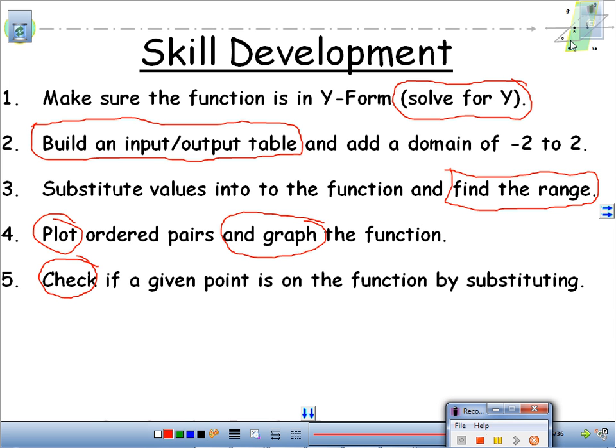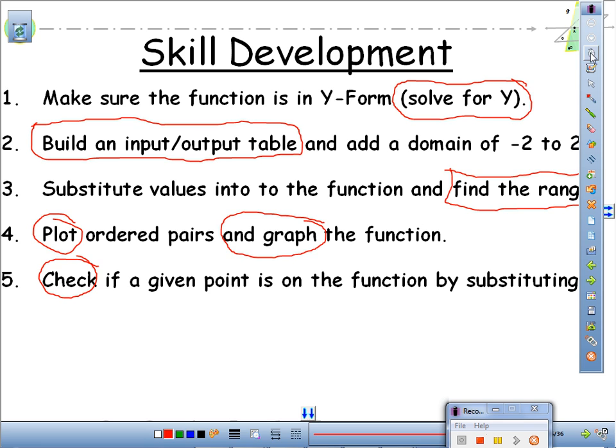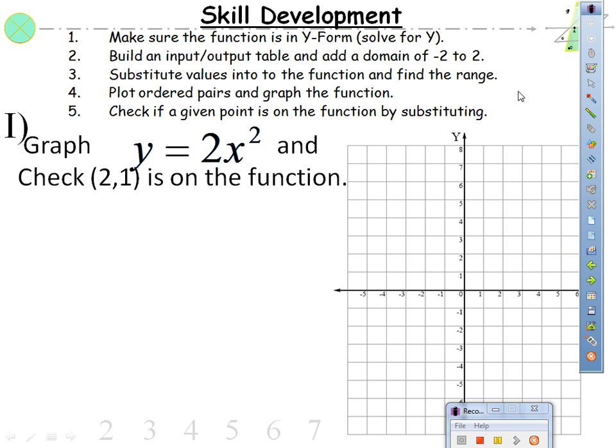So on your graph paper, once again, the big graph on the back, on the left-hand side, write this down. Example 1. At the top left of your graph, write: graph y equals 2x squared, and check if (2, 1) is on the function. So we're going to graph y equals 2x squared, and we're going to check if (2, 1) is on the function.